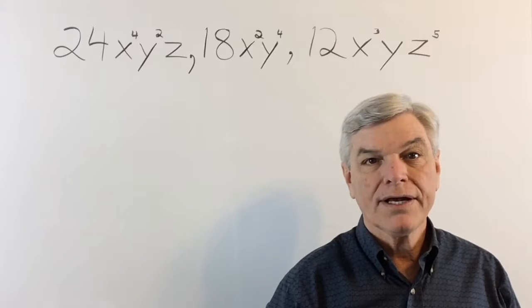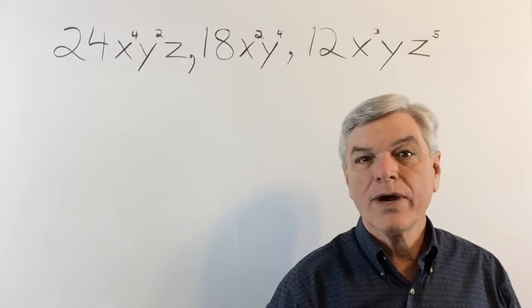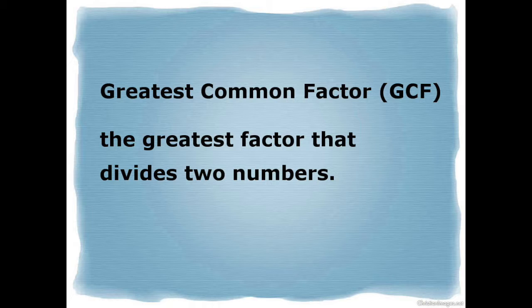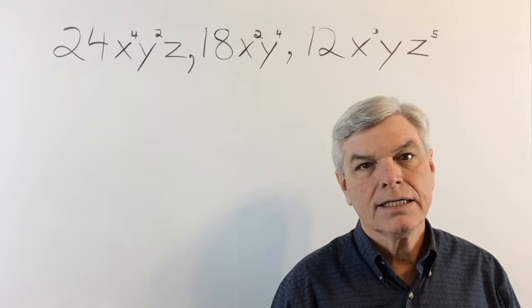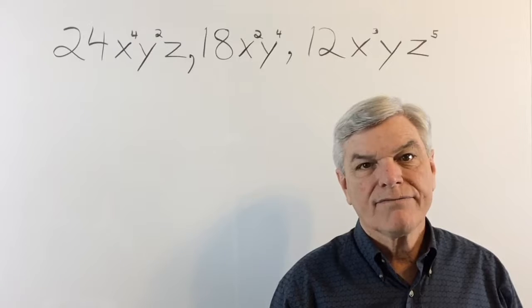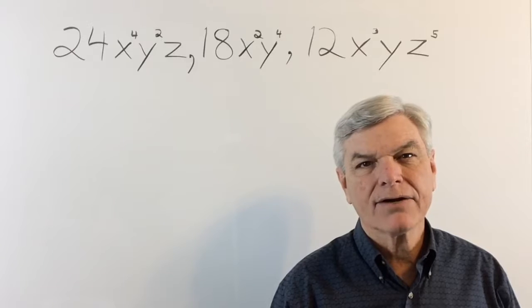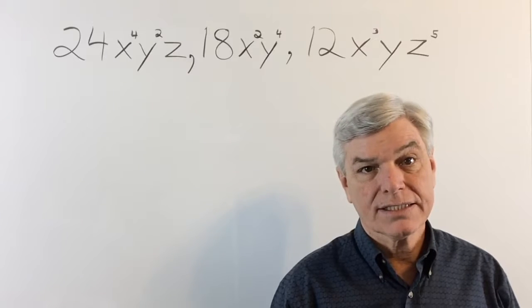Now, the first method of factoring that we're going to study is the greatest common factor. The greatest common factor is the greatest factor that divides two numbers. Okay, so the first thing that we want to factor out of here is a 6. We want to factor a 6 out of 24, 18, and 12. We can't factor anything greater that would be common, that is, it would pertain to all three of these.